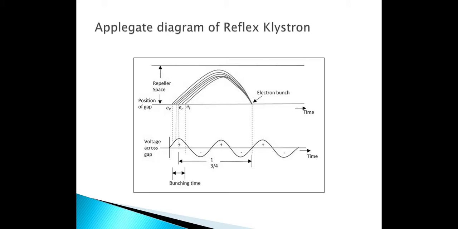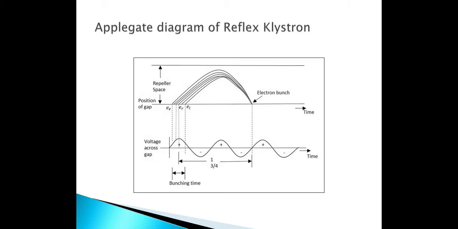ER is the reference electron that passes through the gap when the gap voltage is 0 and going negative. The electron ER is unaffected by the gap voltage. This moves towards the repeller and gets reflected by the negative voltage on the repeller. It returns and passes through the gap a second time.